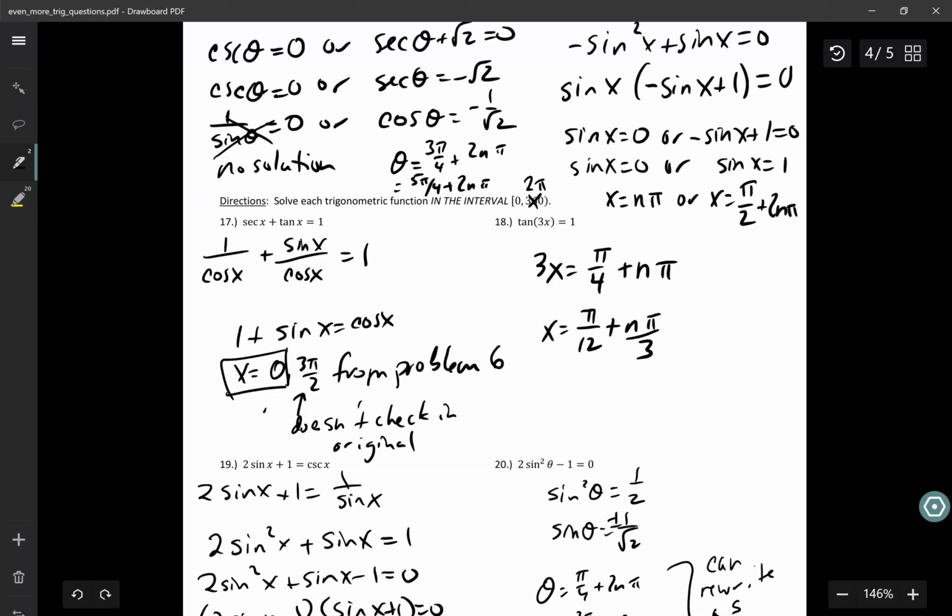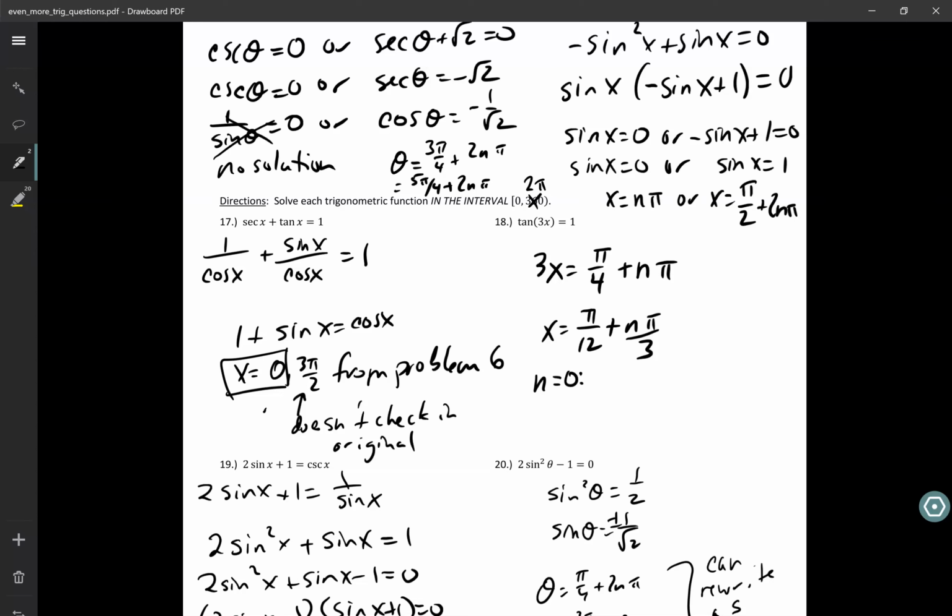So I get pi over 12 plus n pi over 3. This would be our expression for all solutions. This particular problem asks us for solutions in the interval from 0 to 2 pi. So let's go to town here. I believe we're going to find 6 of them in this case.